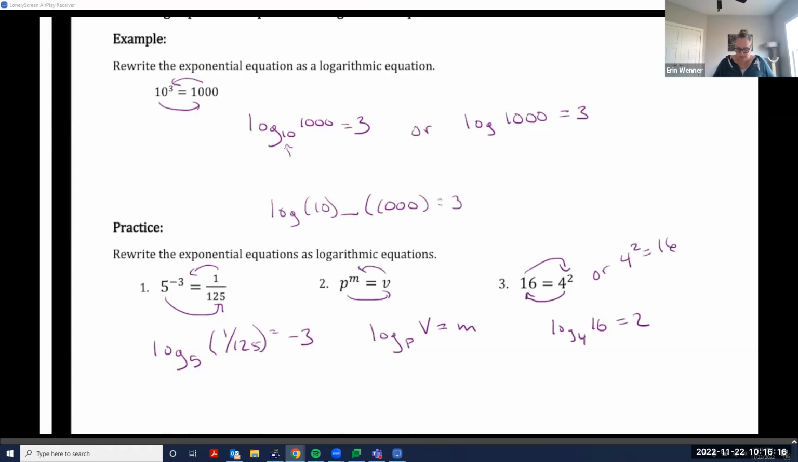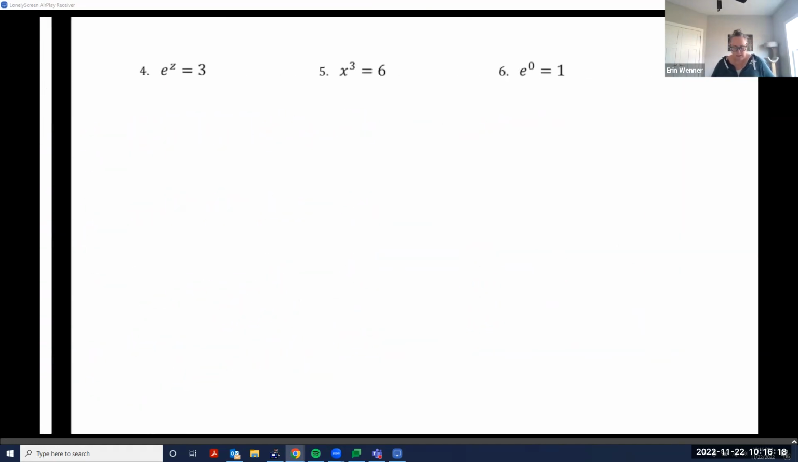So if we go to the next page, number 4 says e to the z equals 3. So do I use log or what do I use with this? ln. Yeah. So I'm going to do the natural log, base e, of 3 equals z.